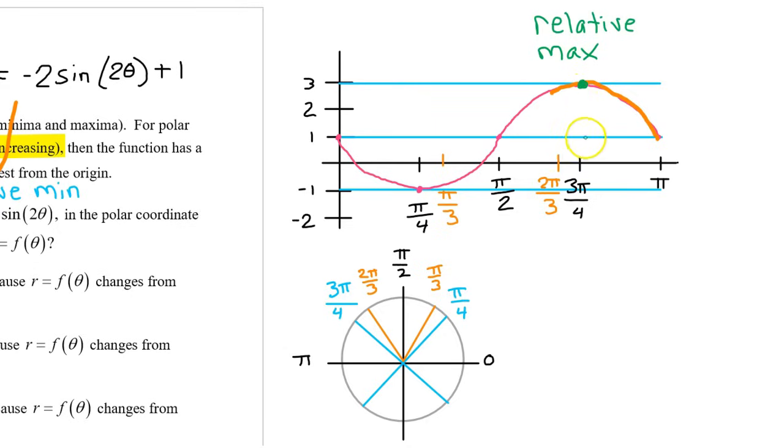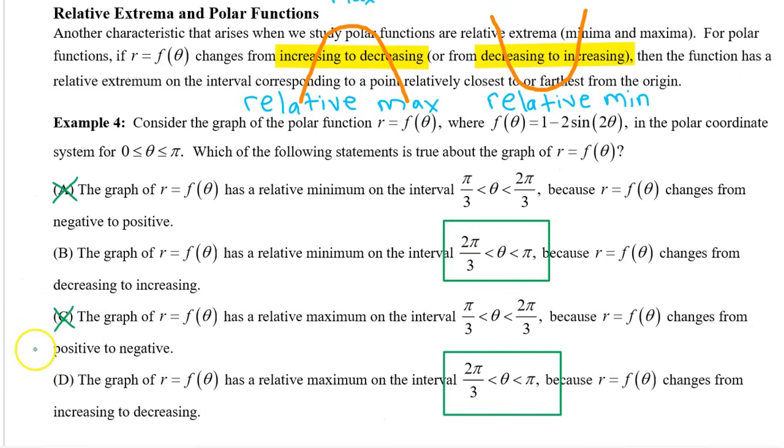And actually, we know that that relative max will occur when theta is equal to 3 pi over 4, because that's when r is at its maximum value of 3. So the answer is D. The graph of r equals f of theta has a relative maximum on the interval from 2 pi over 3 to pi because r equals f of theta changes from increasing to decreasing.